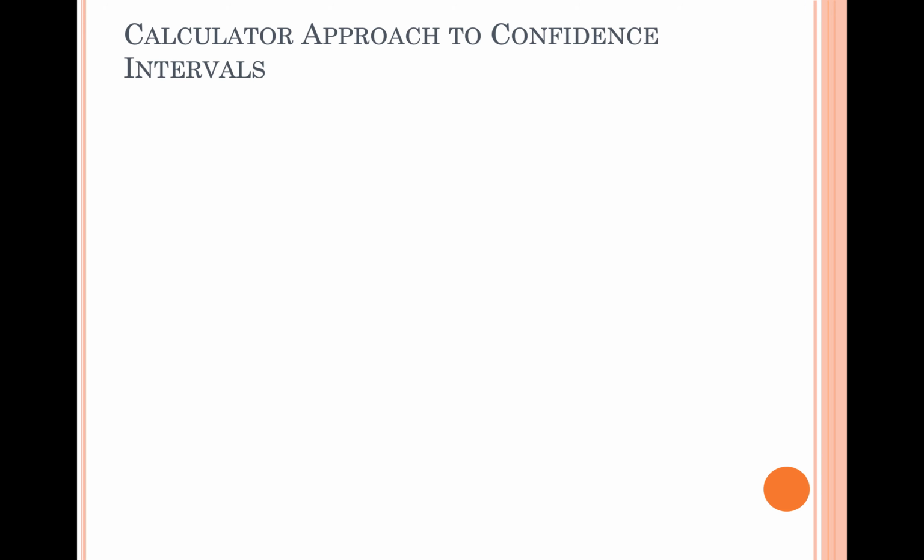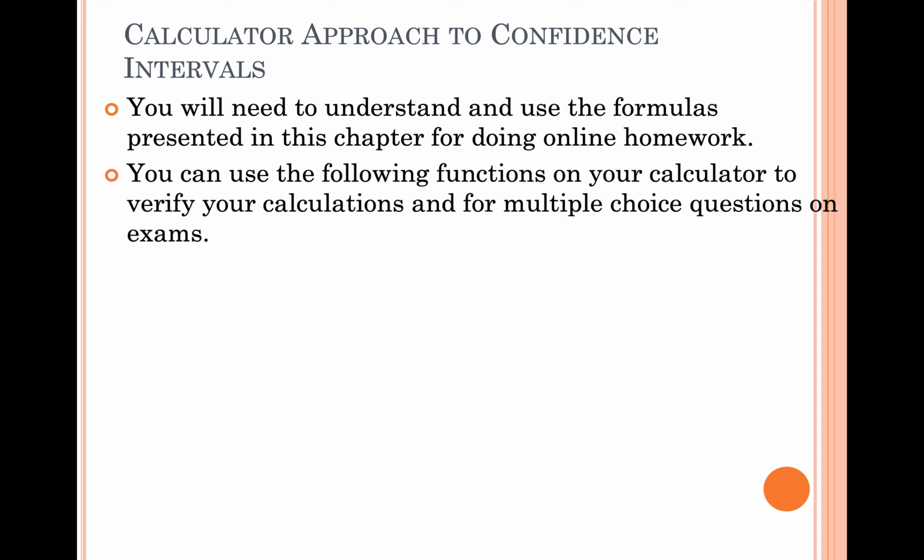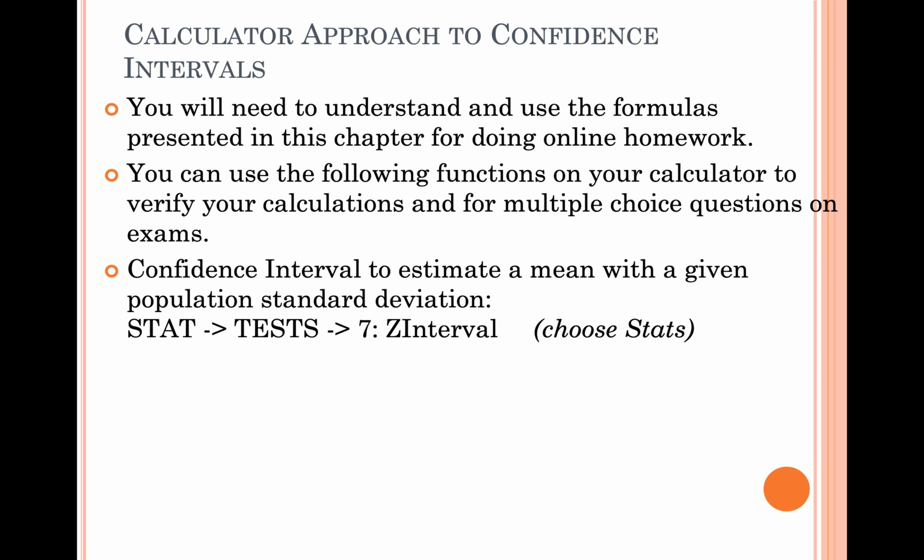So the calculator has two functions that can help you calculate confidence intervals, one for the z-scores and one for t-scores. But you will need to know how to use the formulas that I've presented here for doing the online homework. These functions help verify your calculations if you have multiple choice questions on practice exams that you are trying to verify, or you want to verify your work in your online homework.